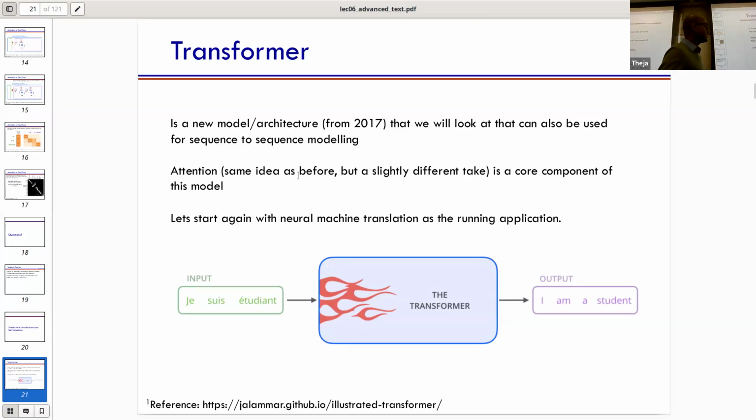Attention, it's the same idea as before. Same idea as the encoder-decoder attention in terms of motivation, but a slightly different take, for reasons that we'll see in the next few slides. So let's again stick with neural machine translation. The translation application is called neural machine translation. Machine translation is a very classical name for this type of problem, and if you use neural networks in there, it's neural machine translation.